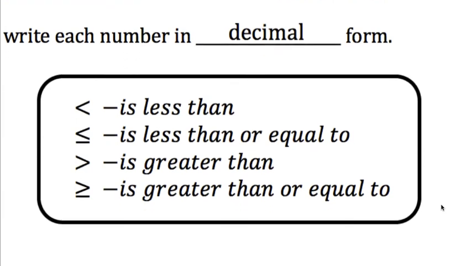Then we have 4 different ways of comparing our numbers. This symbol right here means is less than, so one number is less than another number. If we have the line underneath it, that means it's less than or equal to. This symbol right here is greater than, like 10 is greater than 0, and this one is greater than or equal to. This could be something like 10 is greater than or equal to 10, or 10 is greater than or equal to -4. Okay, so those are the 4 symbols that we will use to compare numbers.